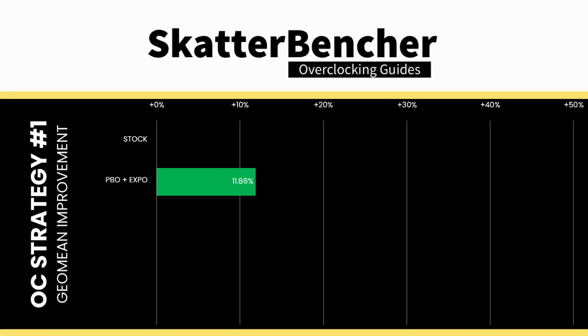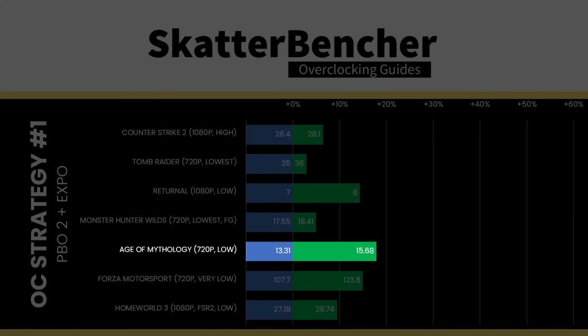The geomean performance speedup is plus 11.86%, and we get a maximum benchmark speedup of plus 17.85% in Age of Mythology.